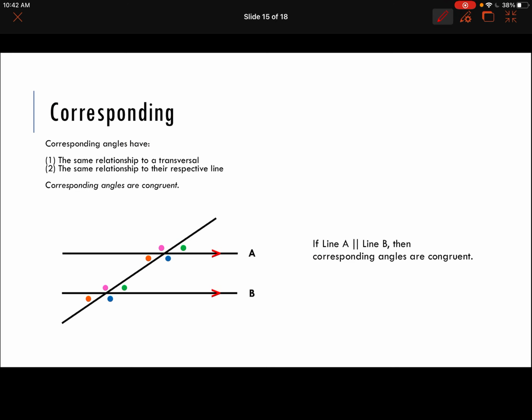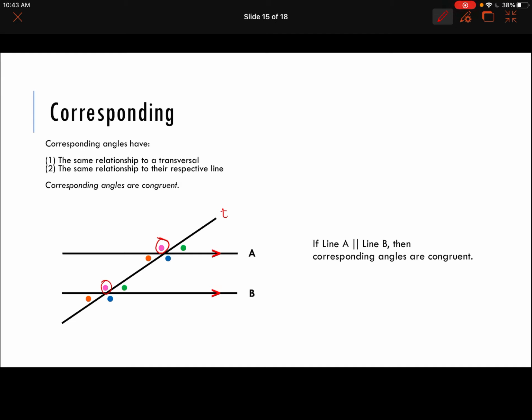The last relationship we have is corresponding angles. Corresponding angles are in the same position with respect to the transversal and their respective line. For instance, if I look at this pink dot here, it's above line A and to the left of the transversal. The other pink dot is above line B and to the left of the transversal. So their respective relationship is above and left, or left and above, which makes them corresponding angles. They're in the same position.